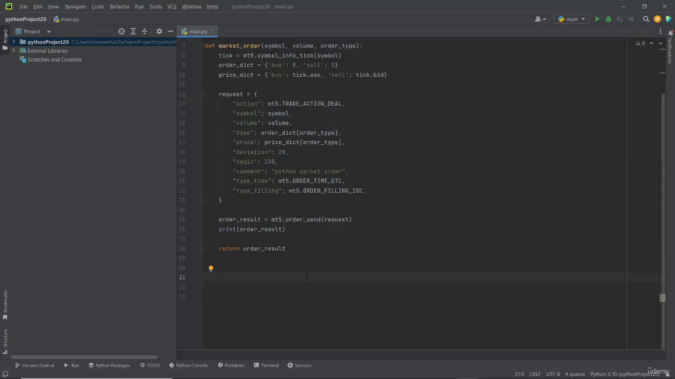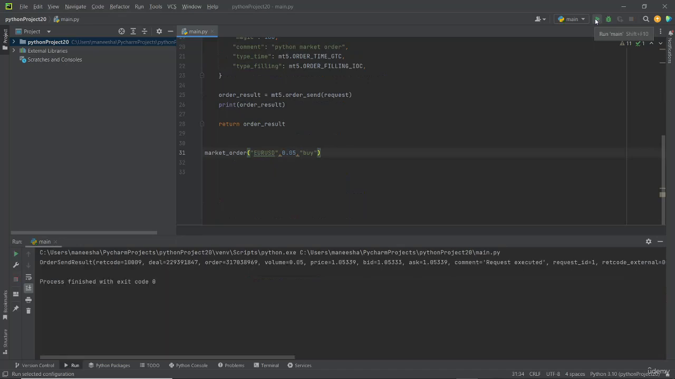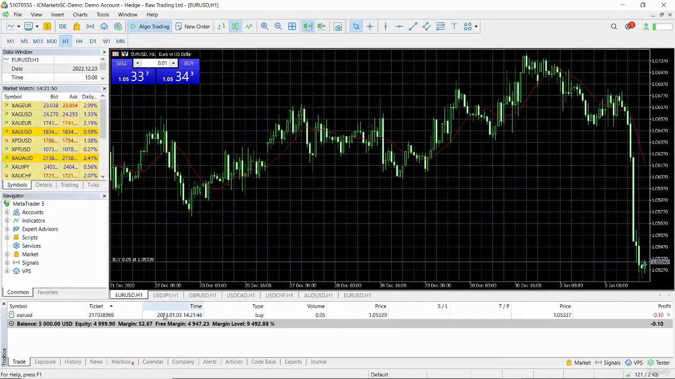Now let us place a market order. Market order. I am going to place a EURUSD order. Volume is 0.05 lots. I am going to place a buy order. Now let us run and see what will happen. Now you can see order has been placed. Now here is the market order.